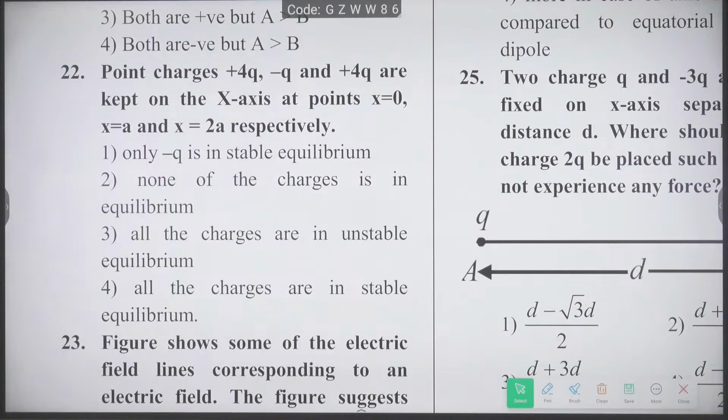Twenty-two is a good question. Please try to solve. Okay, option number 2, 4, 3, 1, 1, 3, 2. All options we are getting.